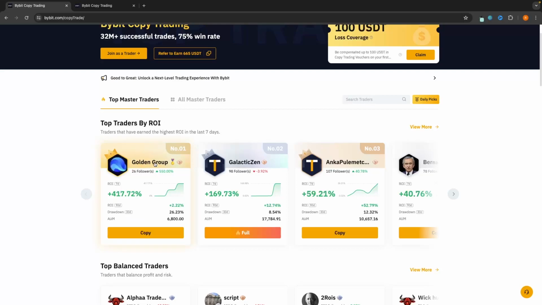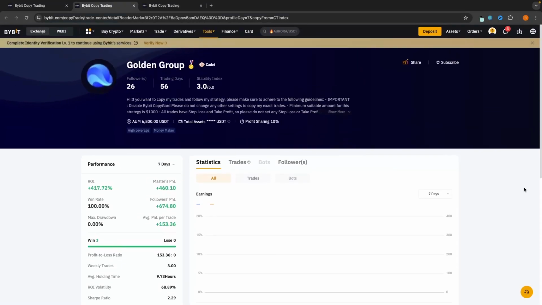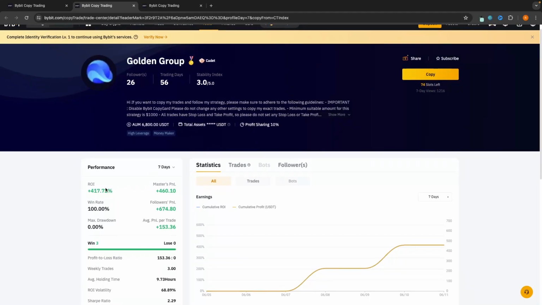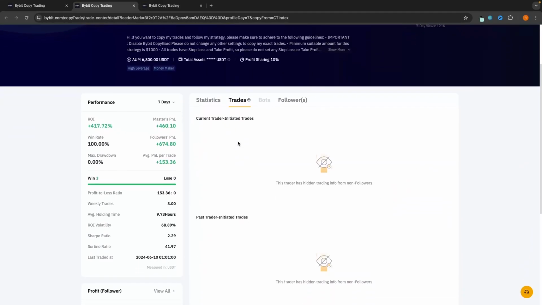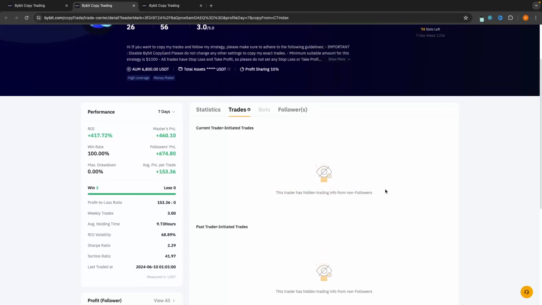So we can click into this one, for example, Golden Group, and we can see a much more in-depth analysis of exactly what they are trading. So the ROI is crazy. I'm pretty sure that this is going to be either high leverage or on a very risky cryptocurrency. And we can click into trade right here. Okay, so interesting. This trader has hidden his trading information from non-followers.